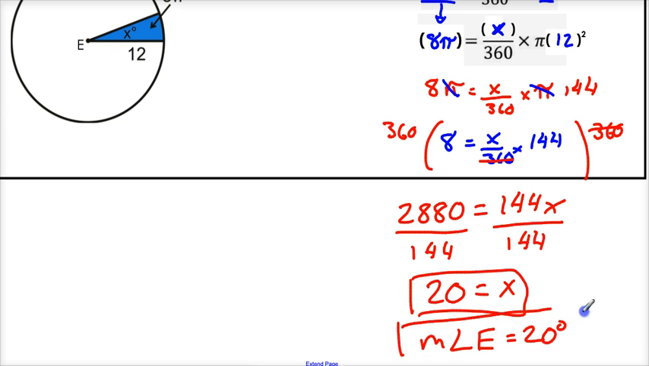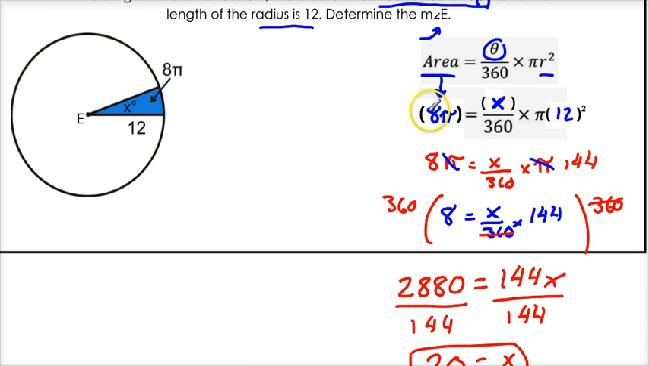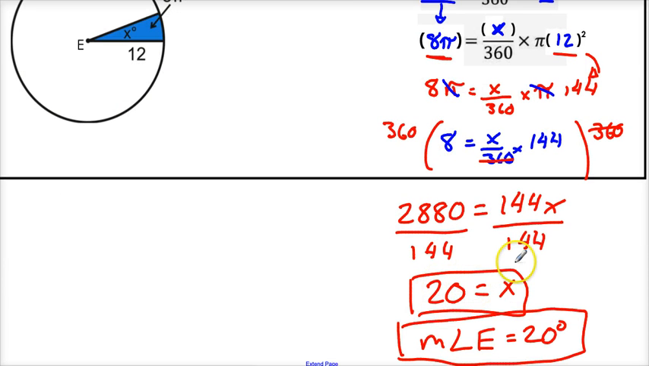Now by no means was that easy, okay? I understand that. But just to go through the steps again, what we did was we plugged in that our area was 8 pi, and we plugged in our 12. First thing we did was we squared our 12 to get 144. We canceled the pi's on both sides because there's a pi on both sides. And then to get rid of this denominator, we multiplied both sides by 360. When I did that, these 360s canceled out. And then I multiplied 360 by 8 and got my answer. And then I just solved from there. All right, those 3 steps are crucial.